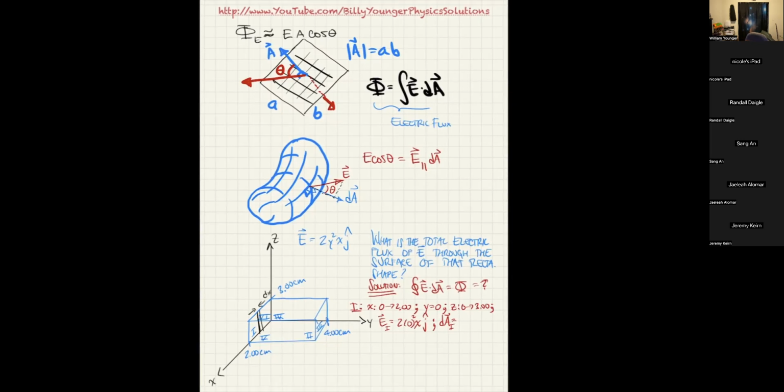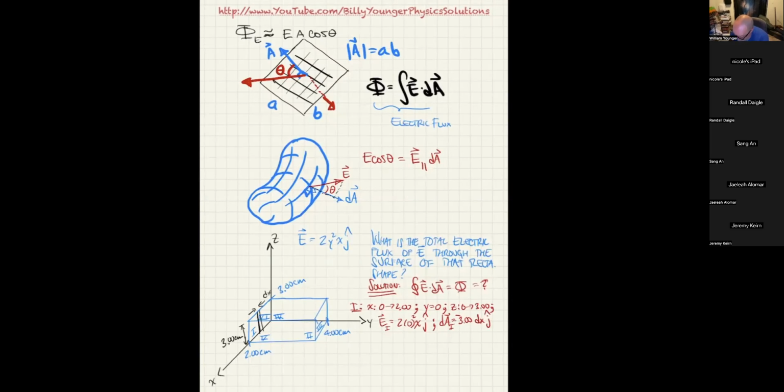And then, of course, whose height is actually going to be 3.00 centimeters, because that's the height of the Z. So ultimately what that means is dA is going to be 3.00 centimeters times dx, and it's going to point in the negative j hat direction. Okay, because it's got to point out of the box.